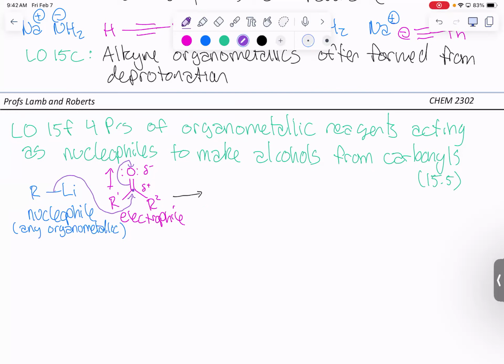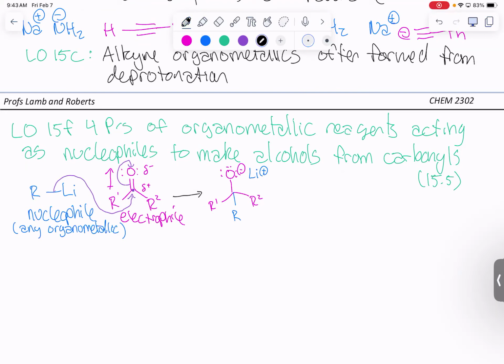All right, so now we can see that we formed a new carbon-carbon bond. So let's go ahead and draw that in. So our R group is now bound to that carbon. And we have our oxygen that is negatively charged because we've returned electron density to it by breaking that CO double bond. Of course, we always need to carry through our counterions. So we have a lithium plus counterion.